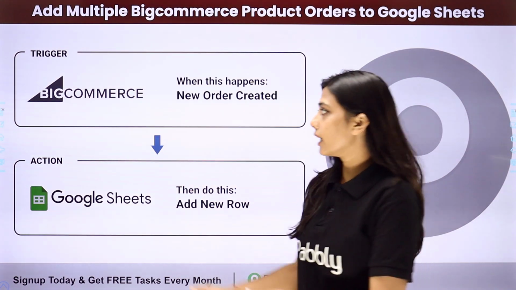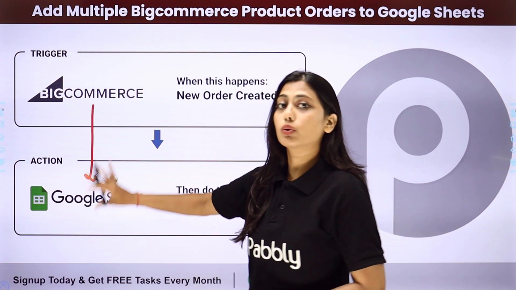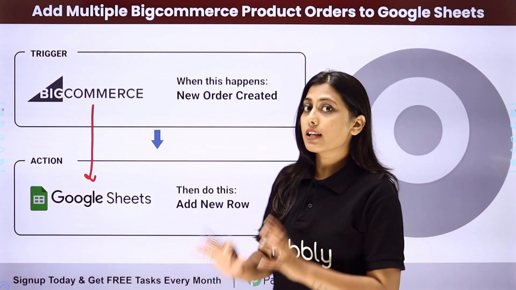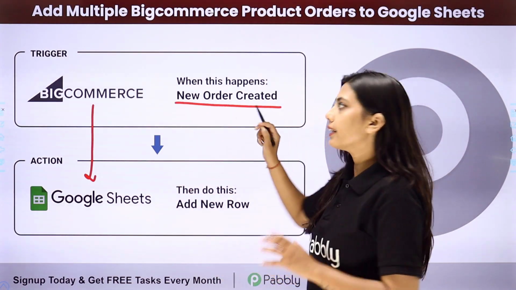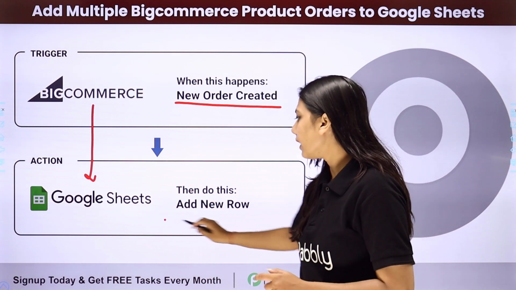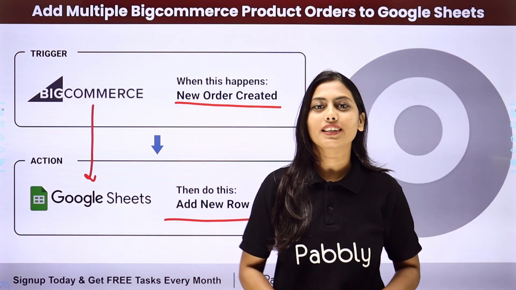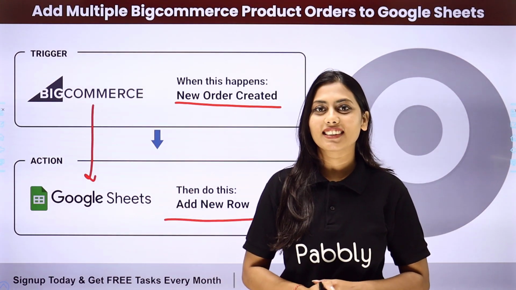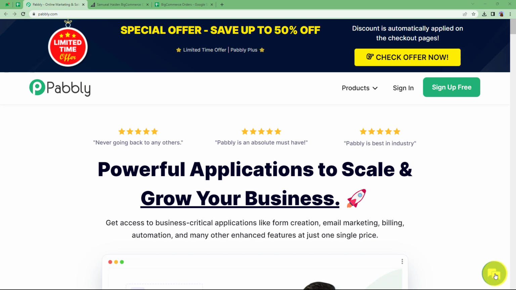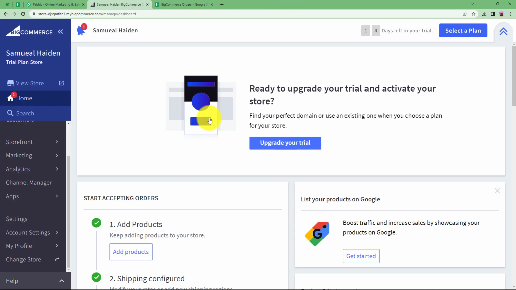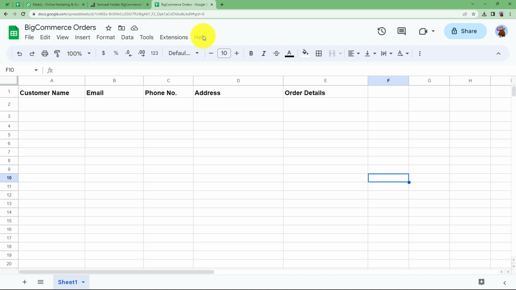Here we are going to integrate these two applications, Bigcommerce and Google Sheet, in such a way that as soon as the trigger new order created takes place, the action of adding a new row in the Google Sheet will happen. Let us learn how to do that. So let us learn how you can add the multiple product orders from your Bigcommerce to your Google Sheets.